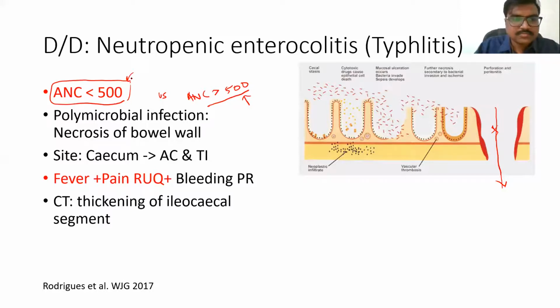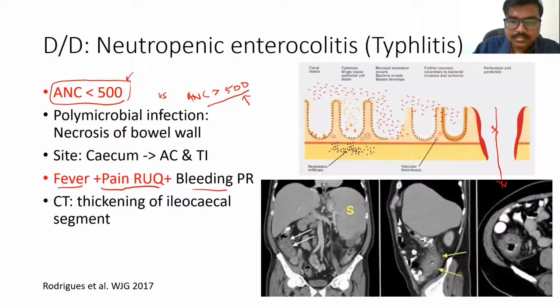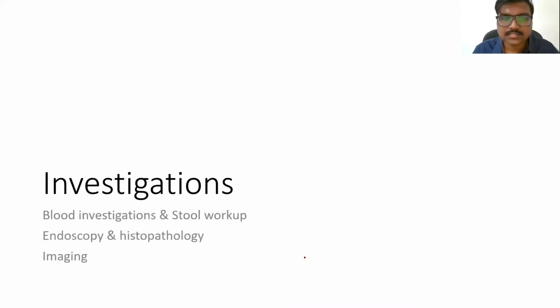So it usually presents with fever and pain, which are uncommon in GVHD. And bleeding PR. And usually by doing a CT, we can demonstrate the typical involvement of the ileocecal junction thickening. That is usually treated with IV antibiotics and may require surgery if it is severe.